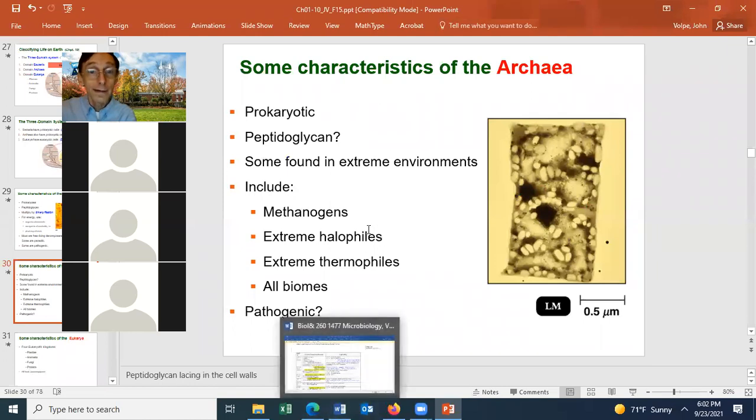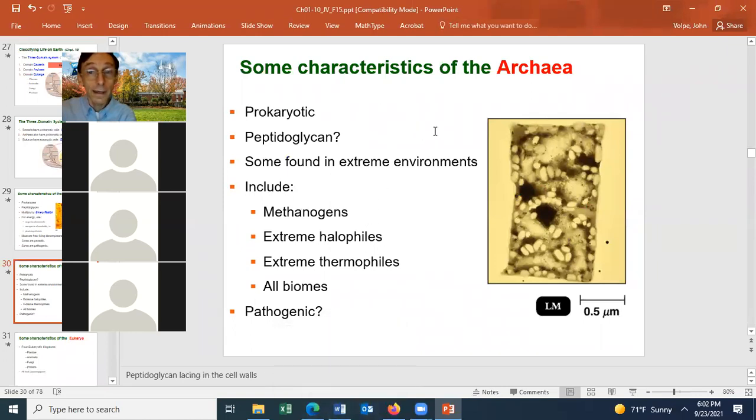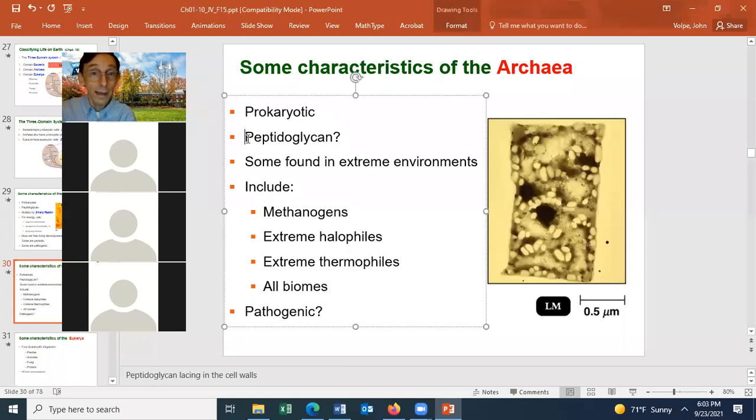Thank you. Okay. Some characteristics of the archaea. They have prokaryotic cells. Does anybody know, do the archaea have peptidoglycan in their cell walls?